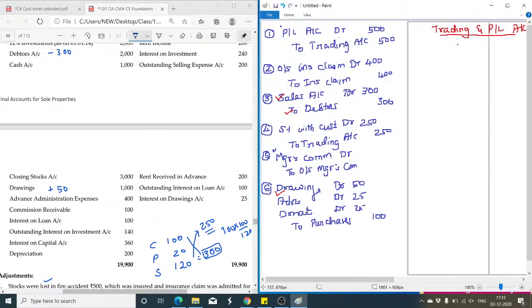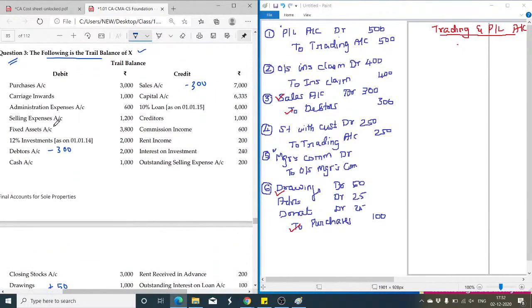Advertisement and donation can be directly posted in the trading and P&L account. And purchases in the credit side, usually purchases are in the debit side, as the total value here in the credit side, it should be subtracted from the purchase account. Right. 100 rupees is going to be subtracted. Clear?